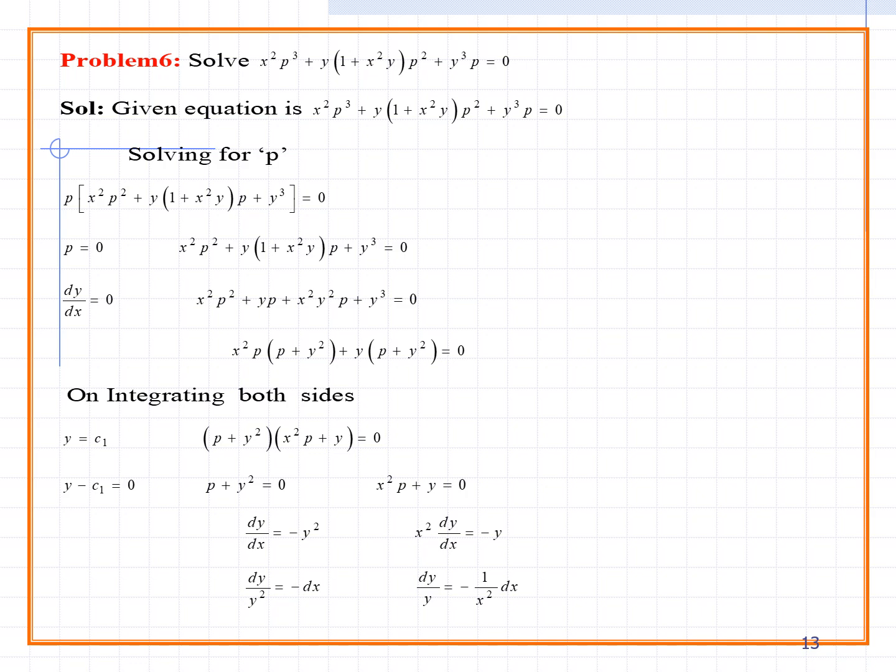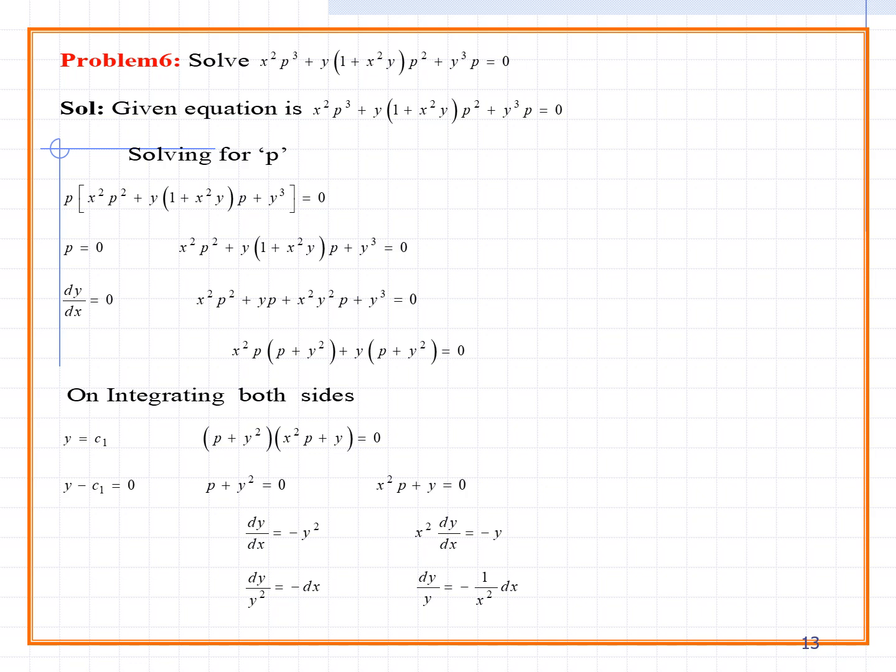First, equating p equal to 0. This is one equation. P equal to 0, p means dy by dx equal to 0. Again you can apply integration on both sides. You get y equal to c1. It can be written as y minus c1 equal to 0. This is one of the solutions. So now we can see the second equation.